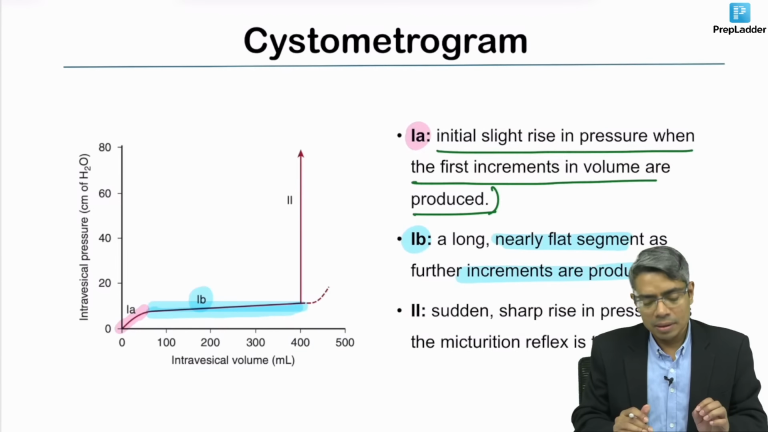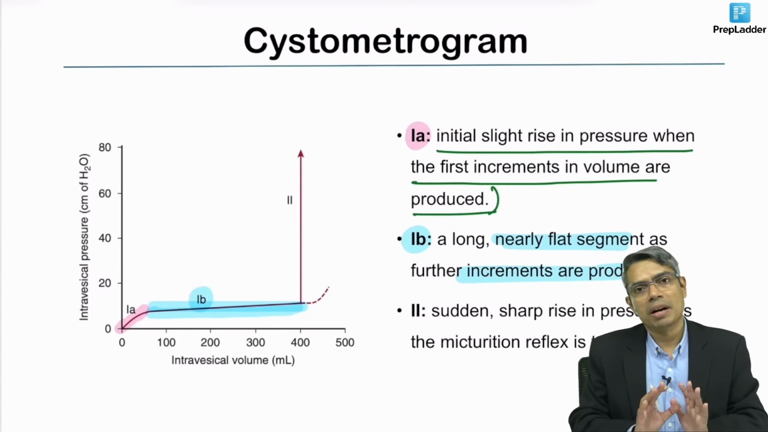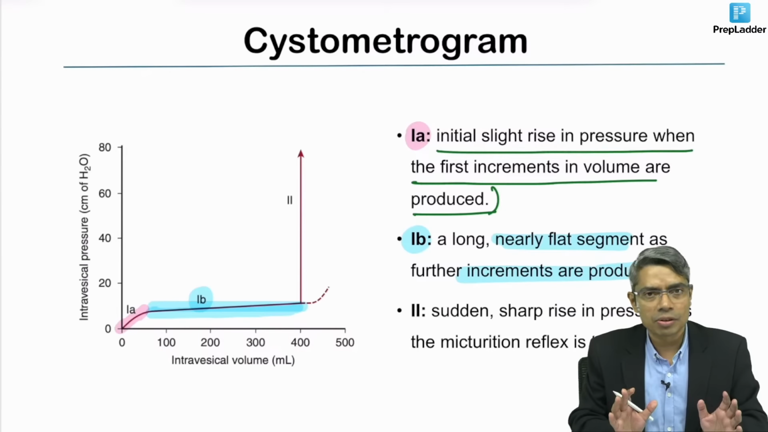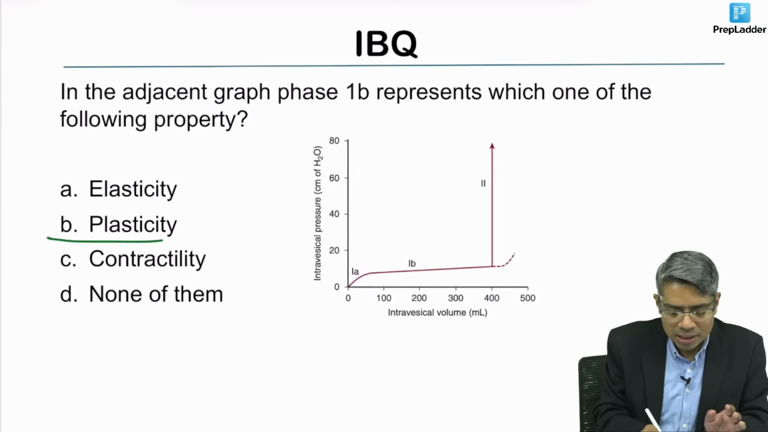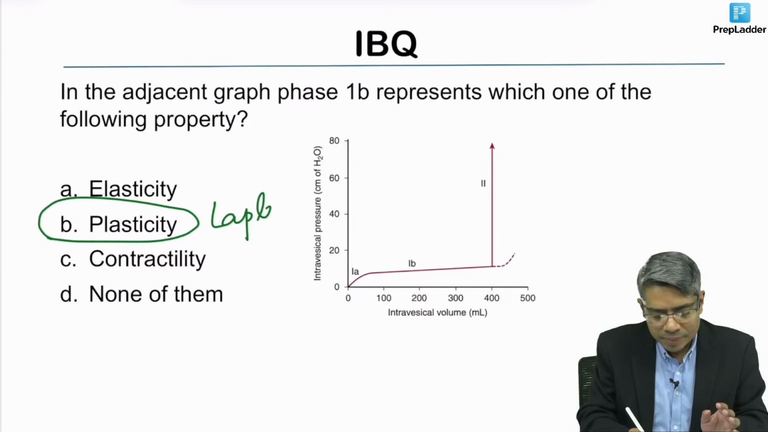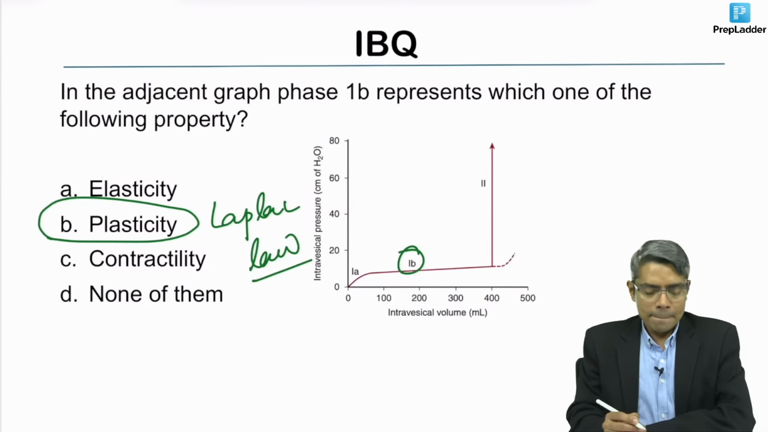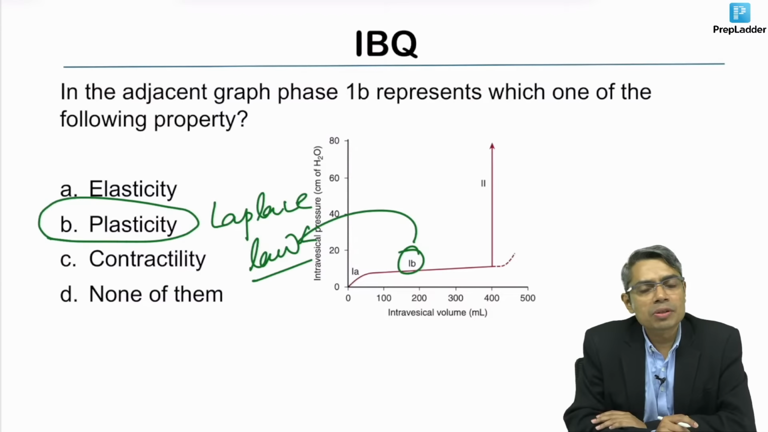Also, there will be application of the Laplace law during this part. Okay, there will be increase in tension in the bladder, but pressure is not going to change. So, please remember that the answer of this question is obviously the plasticity property of the urinary bladder, but also Laplace law is applied during this 1B portion. Okay, Laplace law and the plasticity property, both are the answer for this 1B.